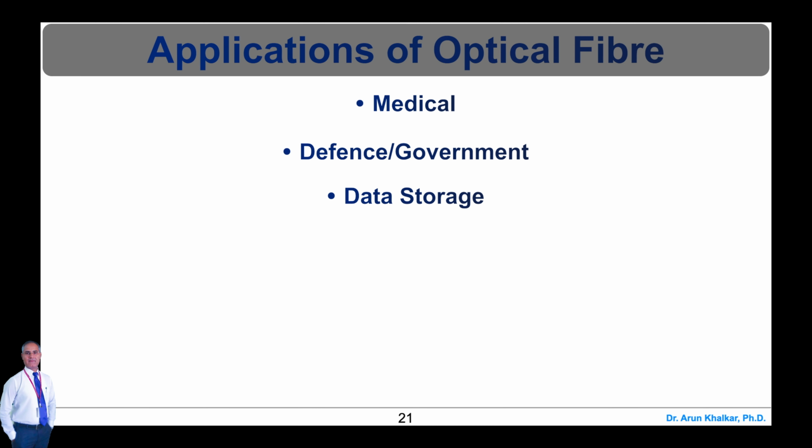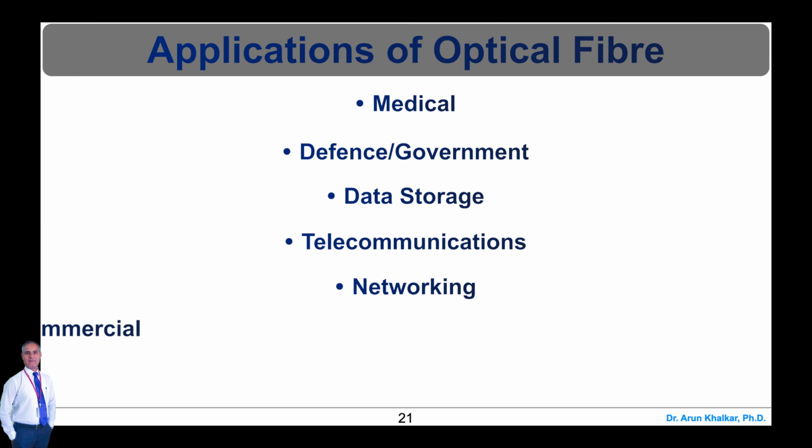Next one is data storage, which is used for data transmission. Next one is telecommunications. Fiber is laid and used for transmitting and receiving purposes. So it has a very important role in telecommunication. Next one is networking. It is used to connect users and servers in a variety of network settings and help increase the speed and accuracy of data transmission. So very important role in data transmission.